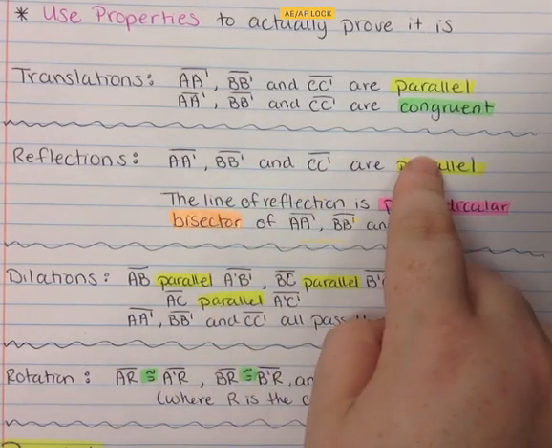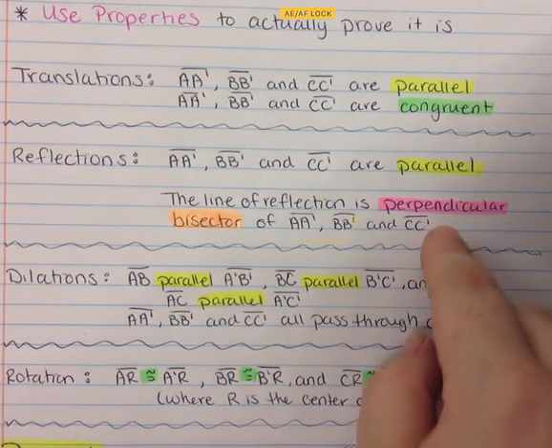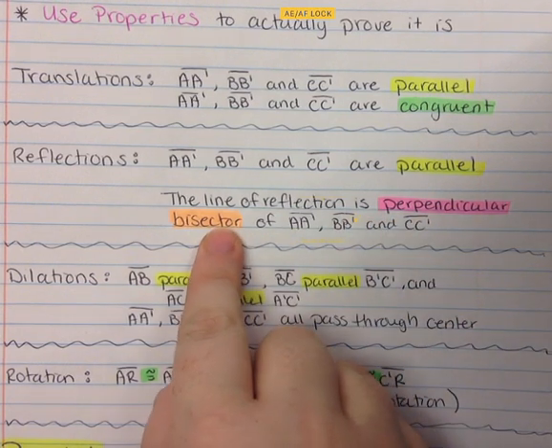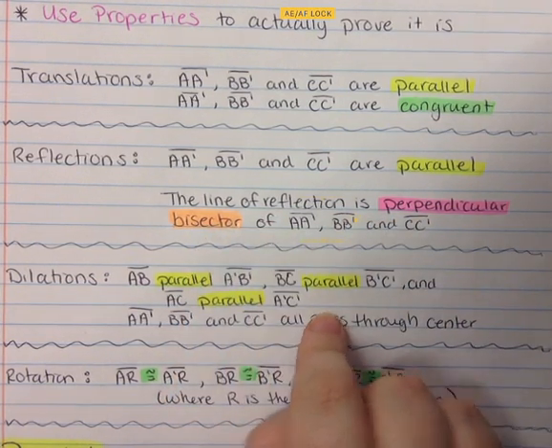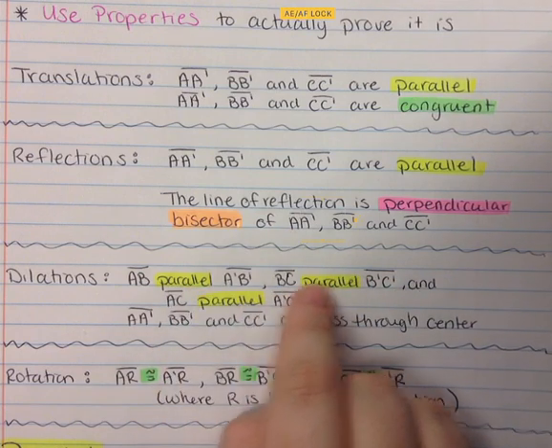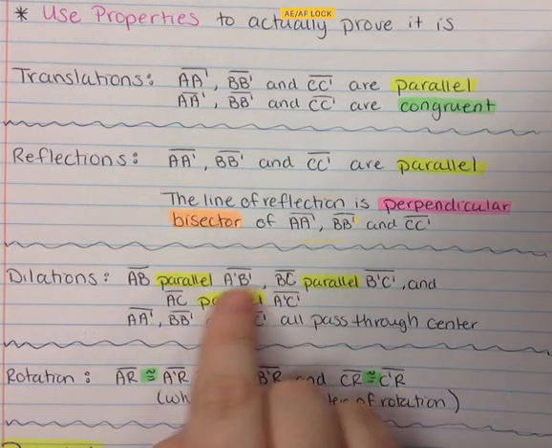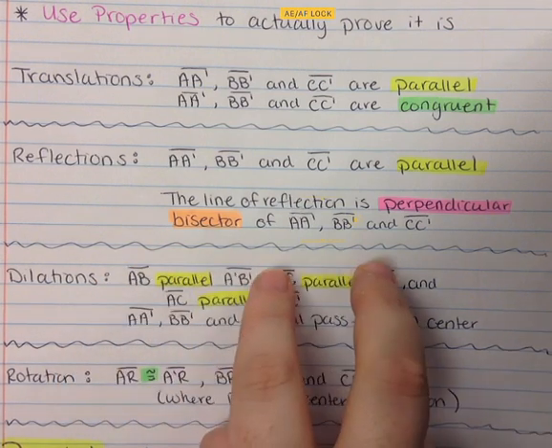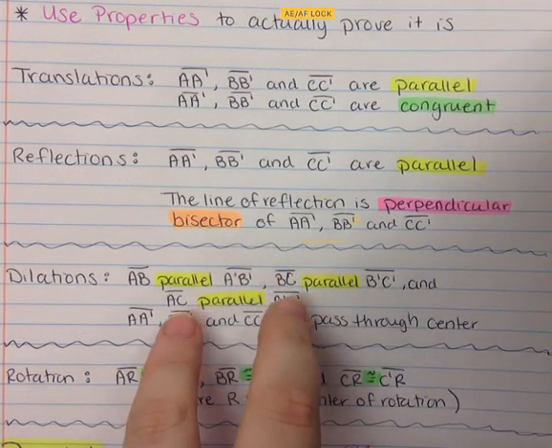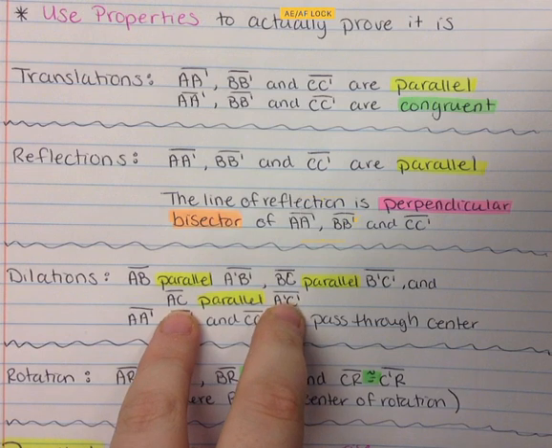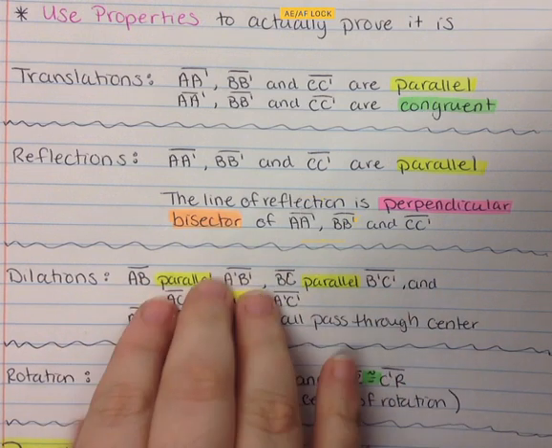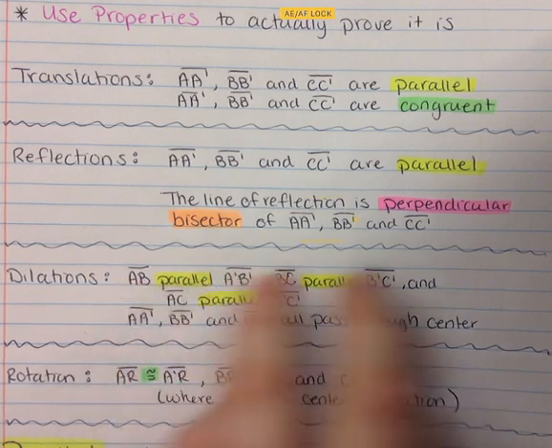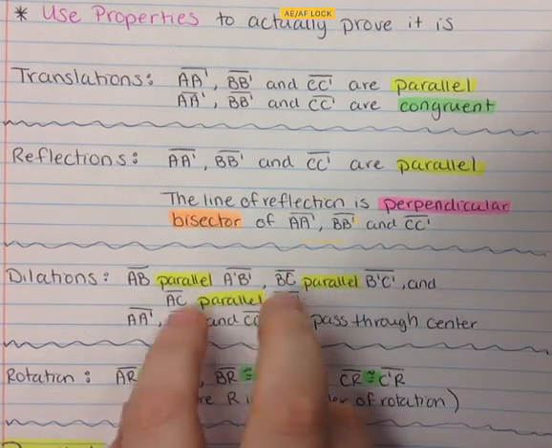But you have to know what you're finding parallel of, what you're finding perpendicular of, and what you're finding bisector of. On dilations, you only have to find parallel, but you have to find 3 different slopes. So you'll have these 2 slopes, these 2 slopes, and these 2 slopes. So really you're finding 6 slopes total just with A, B, and C, because these 2 will be the same, these 2 will be the same, and these 2 will be the same.